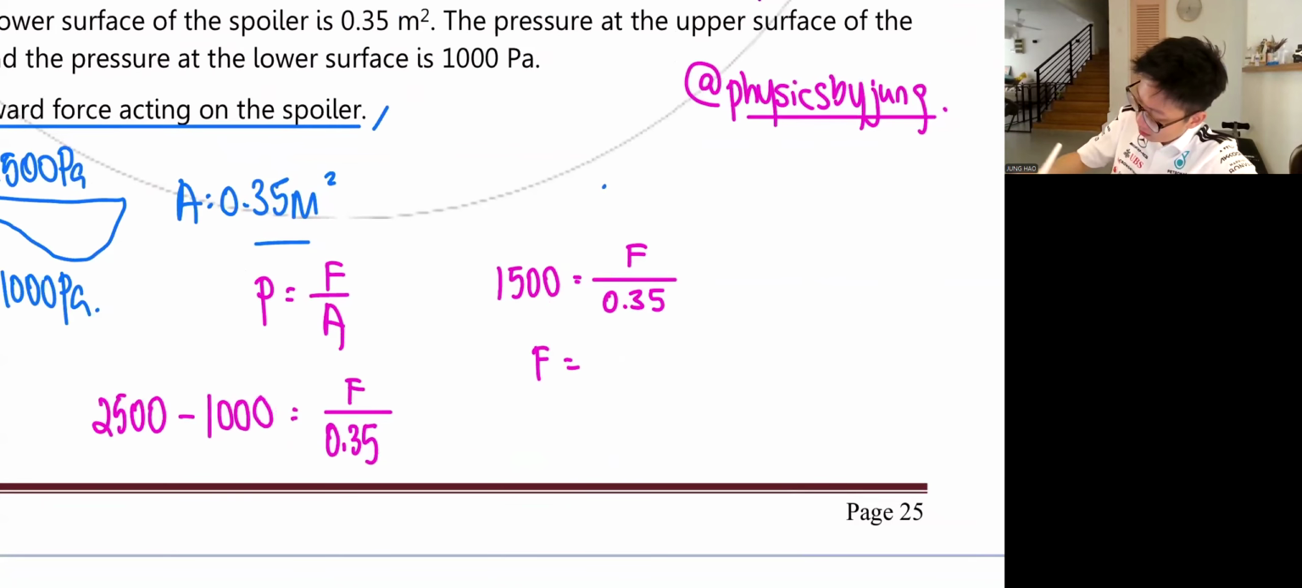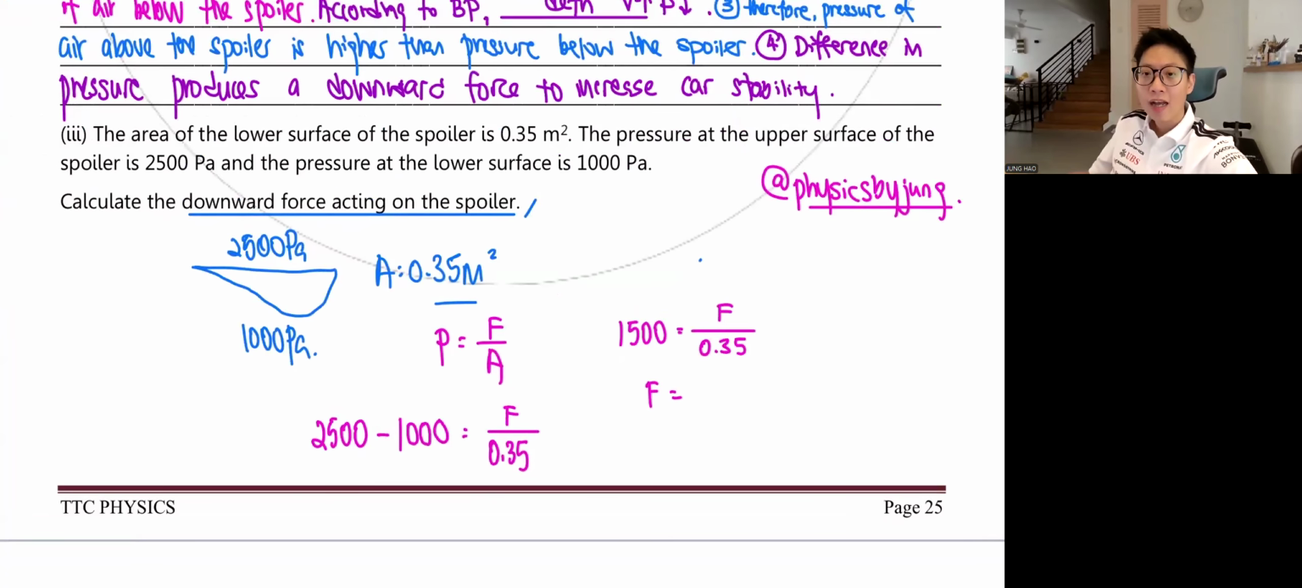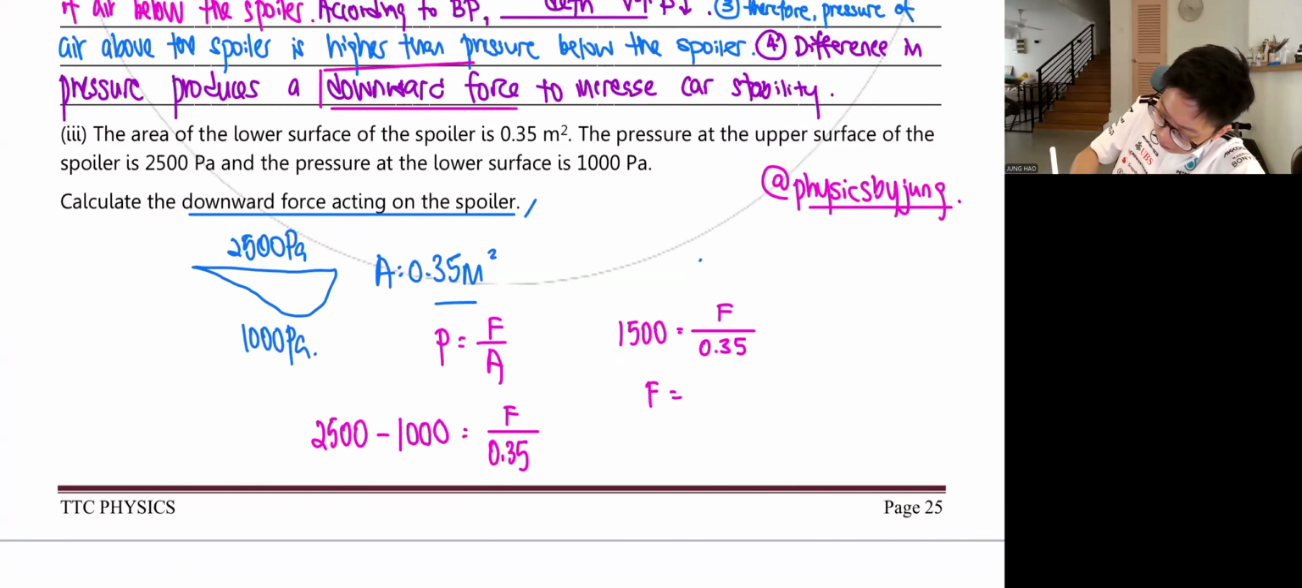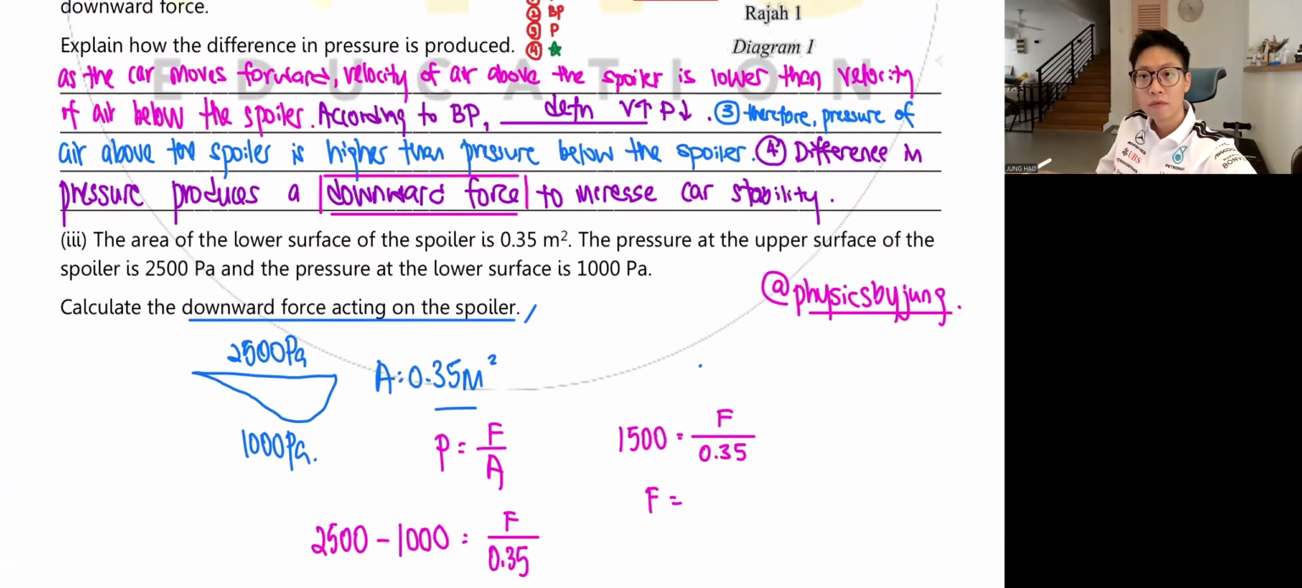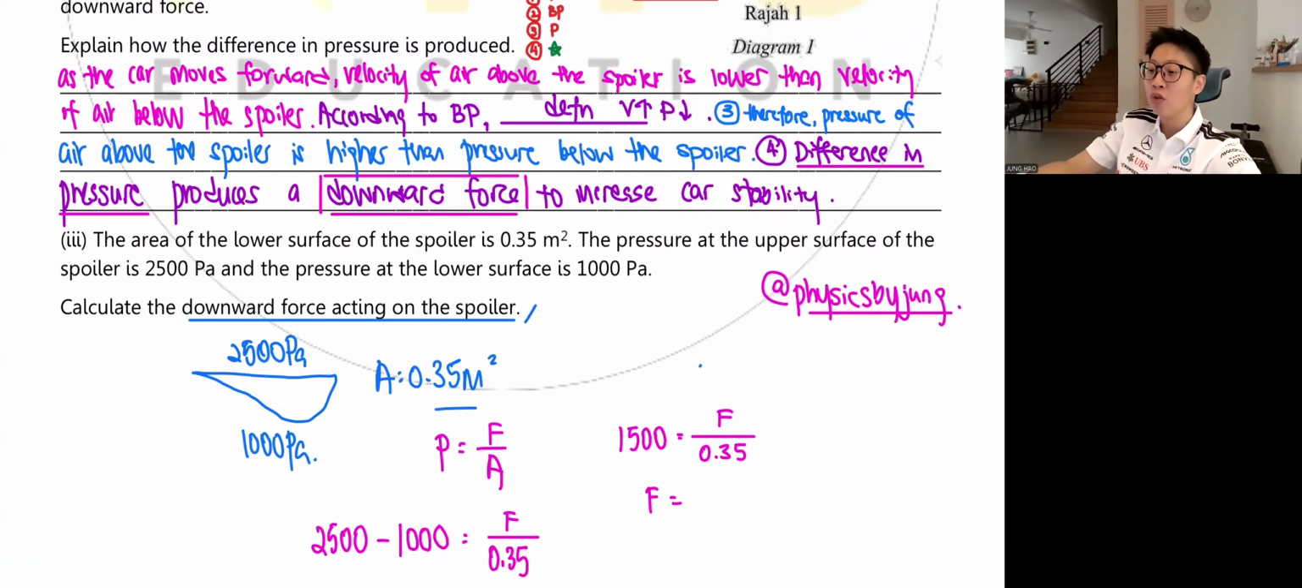0.35, so that my force will now become... why minus? Okay, Christina, why will you have a downward force? Because of the difference in pressure. Not just pressure, because you have a difference in pressure. So when you have a difference in pressure, what do you do to the two pressures? You minus it.